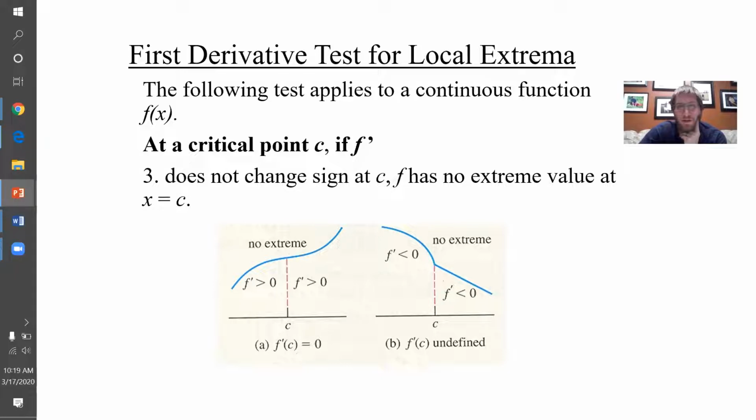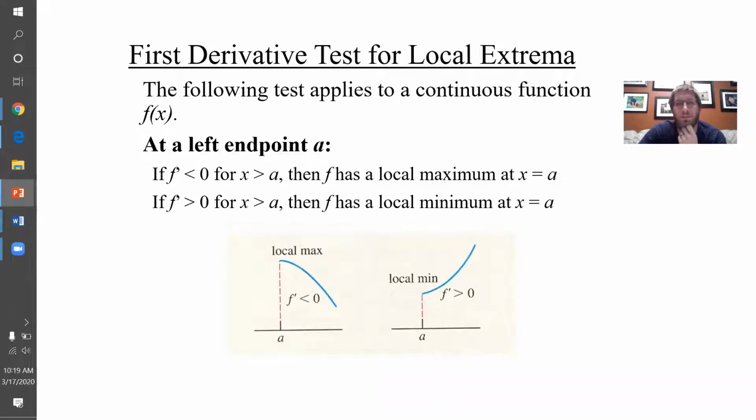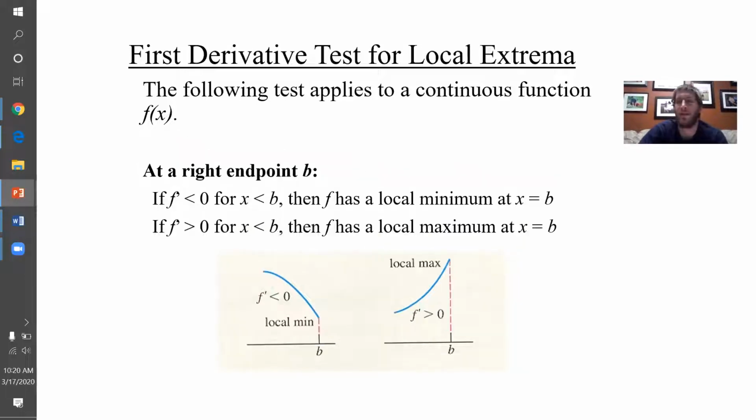So not all critical values have to be local max or mins or extrema, but all extrema have to come from the critical points. If you're looking at endpoints, because we talked in class about how sometimes they'll put restrictions on the domain with these endpoints. If you have a left endpoint, if your derivative is going towards the endpoint to the left, that is going to be a max. And if it's coming down to the endpoint, that's going to be a min. And just the opposite, if it's coming down to an endpoint on the right, it's going to be a minimum. Up to an endpoint on the right, it's going to be a maximum.